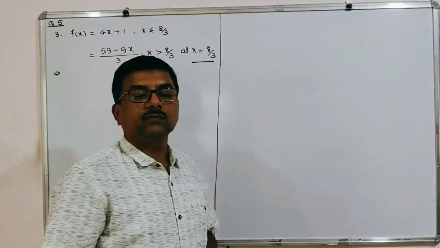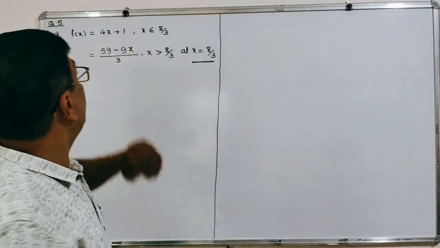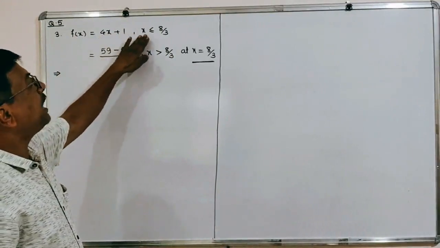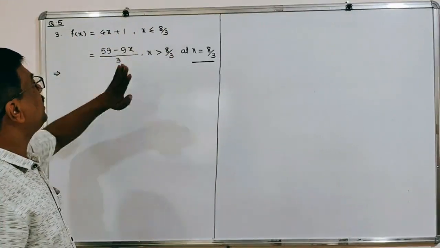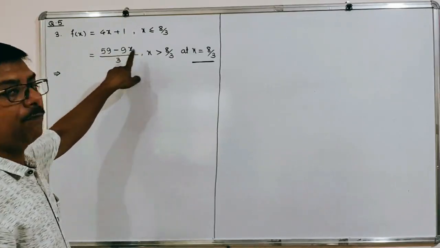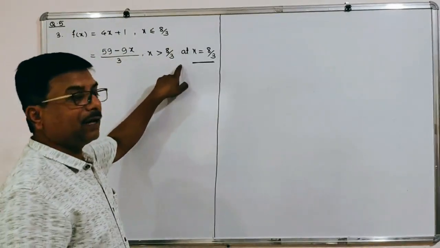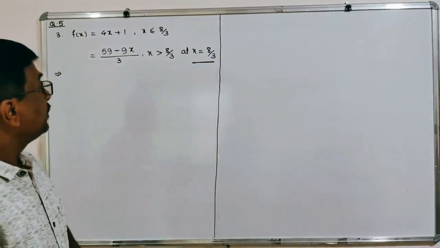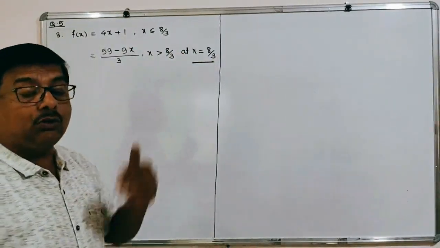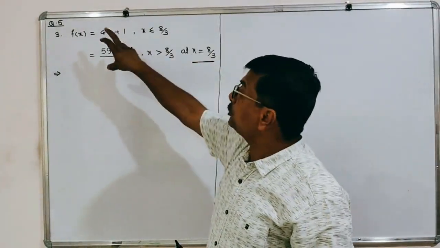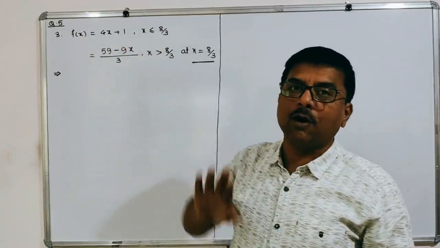नाउ फॉर क्वेश्चन नंबर, अब क्वेश्चन नंबर 3 देखो. f of x is equal to 4x plus 1 for x is less than or equal to 8/3 and 59 minus 9x upon 3 for x is greater than 8/3 at x is equal to 8/3. अब इसके पहले जो दो क्वेश्चन सॉल्व किए थे उसमें और इसमें क्या फर्क है? तो फंक्शन डिफाइन किया थोड़ा डिफरेंट फॉर्म में है.